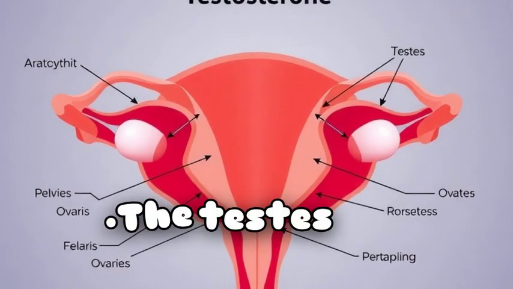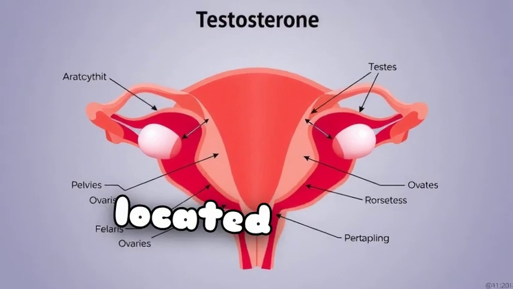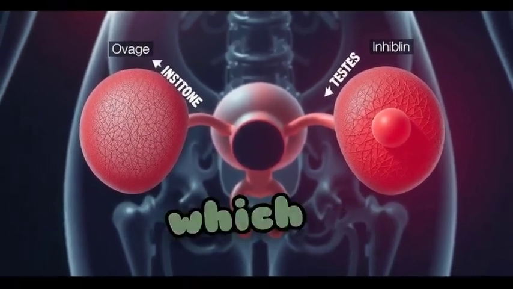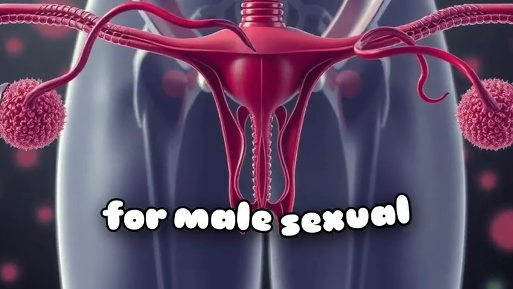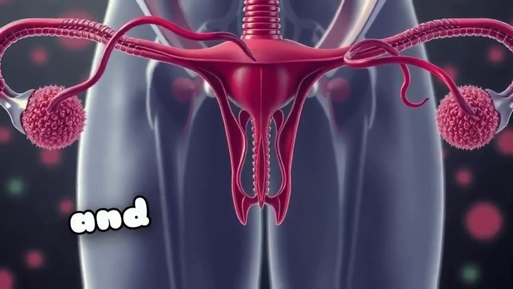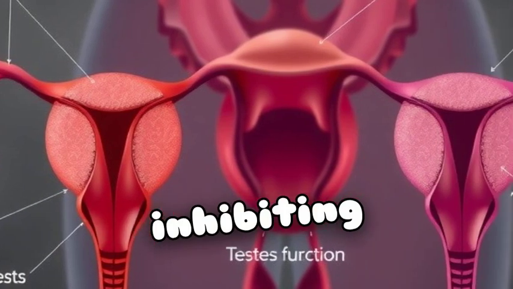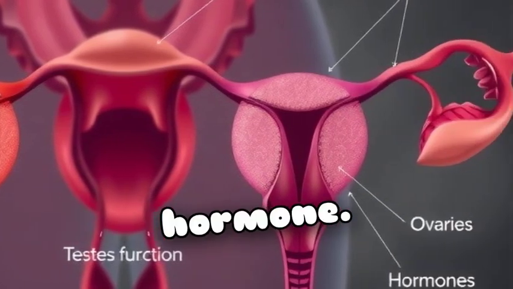The testes are the male gonads, located in the scrotum. They secrete testosterone, which is responsible for male sexual characteristics, and inhibin, which controls sperm production by inhibiting follicle-stimulating hormone.